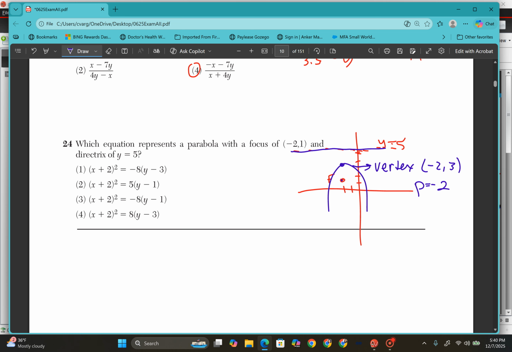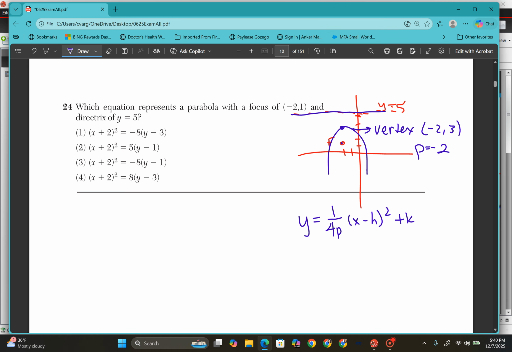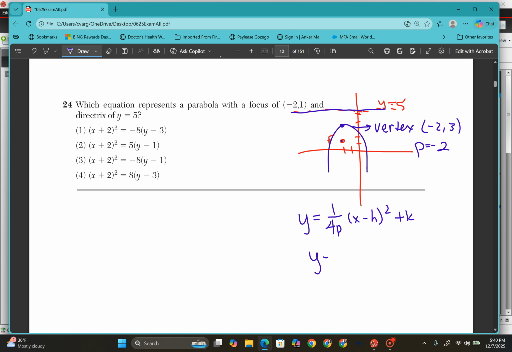So now we have to plug it into our formula. Our formula is y is equal to 1 over 4p times x minus h squared plus k. There's another formula as well. So you're just going to go ahead and plug this into it. So we have y is equal to 1 over, p is -2, so 4 times -2. X minus h, here's our h, here's our k. So x minus -2 squared plus k is 3.